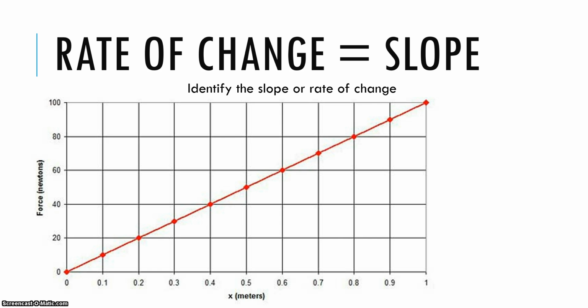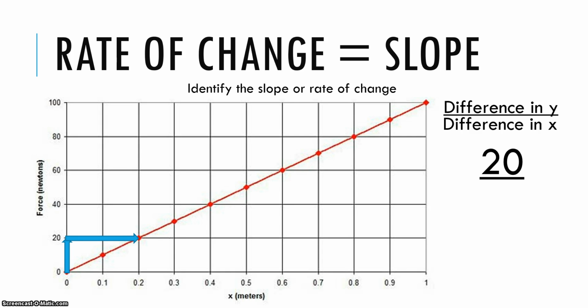Now, if I'm looking at a graph and I want to identify the slope or rate of change, I'm looking at the difference in the y's over the difference in the x. So how much do I rise versus how far do I run? So here I rose 20 and I ran 0.2, and I simplify that and I get 100.